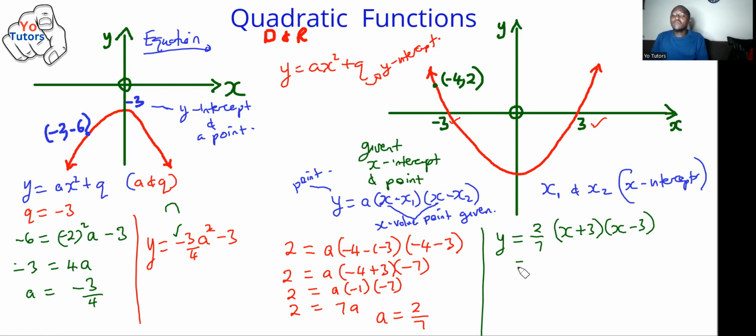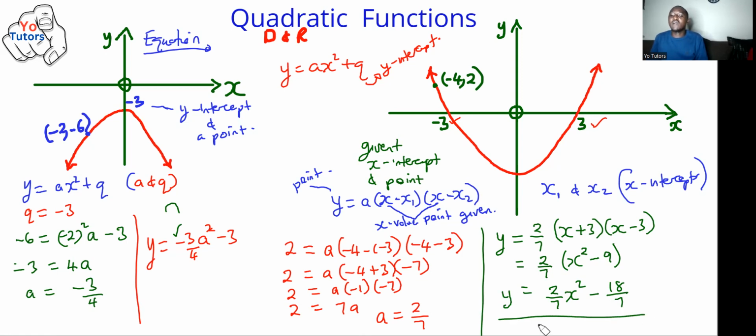When you have that, what are you going to do? Let's see what we get here. This is going to be equal to 2 over 7 in brackets (x plus 3)(x minus 3). This is the difference of two squares, guys: x squared minus 9. We take the 2 over 7 inside. It's going to be equal to 2 over 7 x squared minus 2 times 9, which gives you 18, so 18 over 7. And there is our y. So we have our equation there.